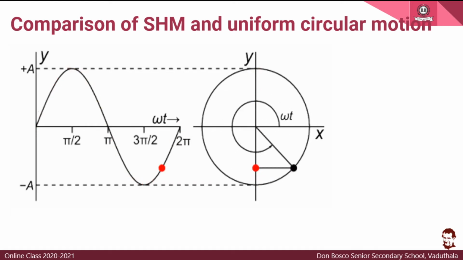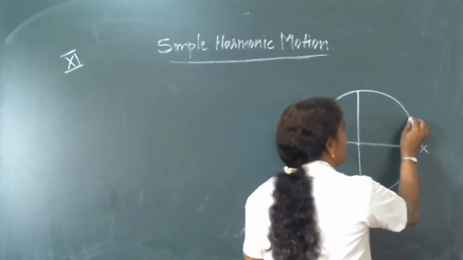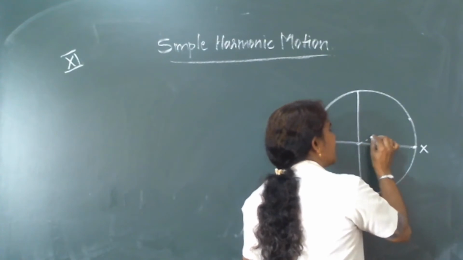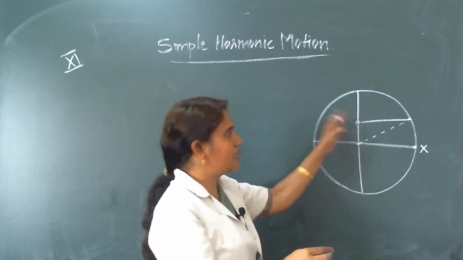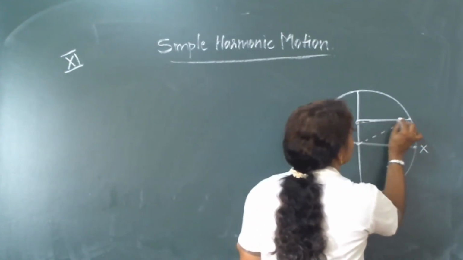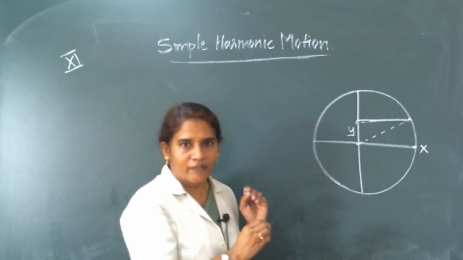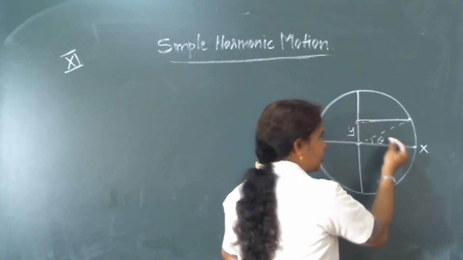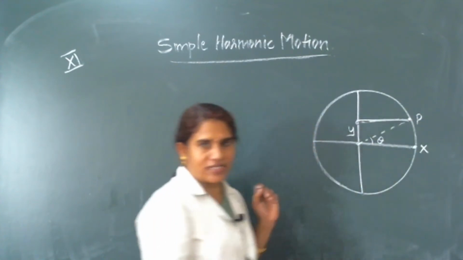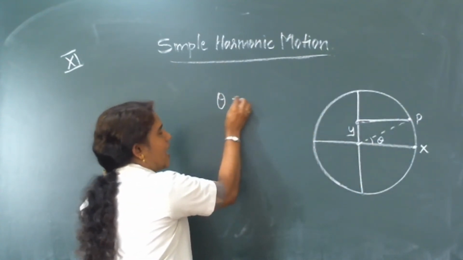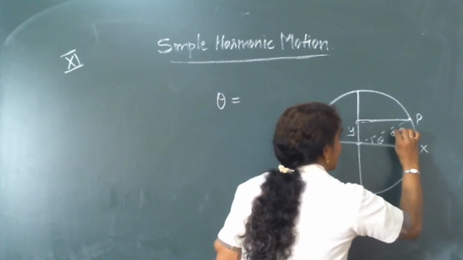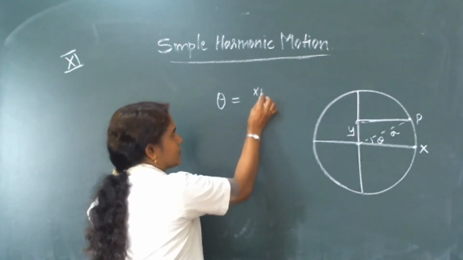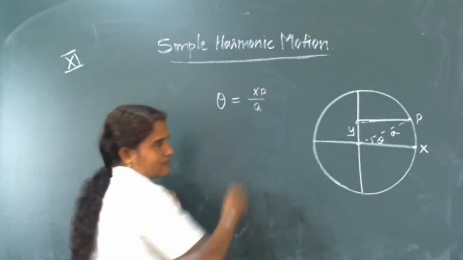Understood? From the starting point, when it is at the starting point, it is at the mean position. When it is moving a certain distance away from the center, its foot, that red color spot, will be a certain distance away. That is called the displacement. If theta is the angular separation at any point P, according to the formula, angle is equal to arc by radius. If the radius of the circle is A, we can write it as xp, arc divided by radius.